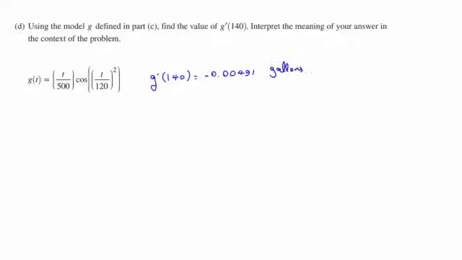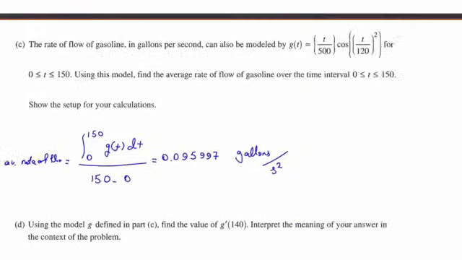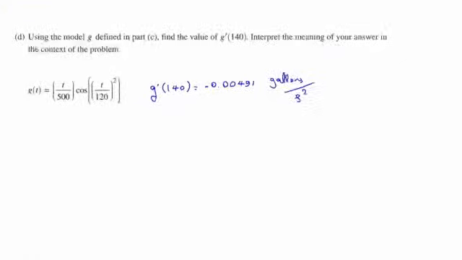gallons per second squared, because we take the derivative. And sorry, for the previous part, part C, because it was an average, we should say gallons per second. Okay, so it is this.